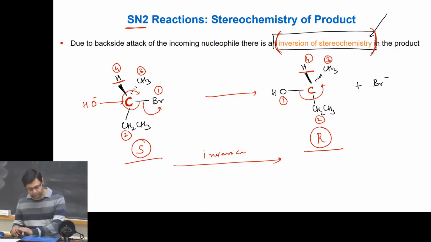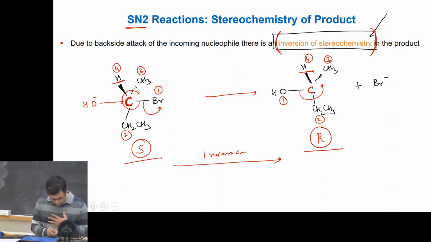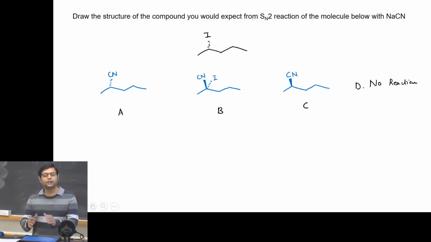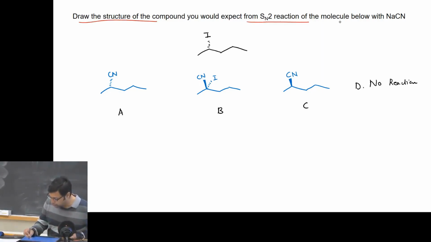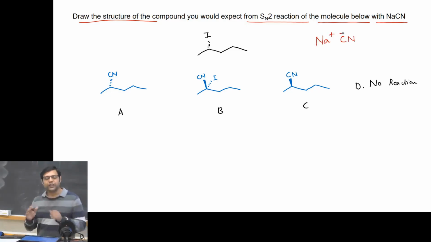All right. So here is a question for you on the SN2 reaction. You can pause the lecture here while you answer this question. Alright, let's take a look at this example. Draw the structure of the compound you would expect from an SN2 reaction of the molecule below with NaCN. NaCN splits up into Na plus and CN minus. So CN minus is the nucleophile in the reaction. Na plus is a spectator ion. Don't worry about it.